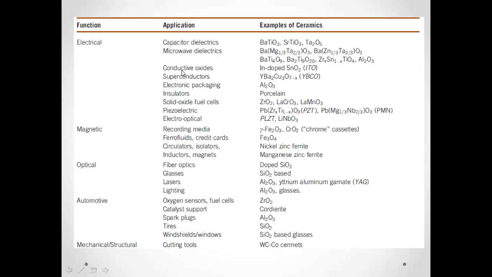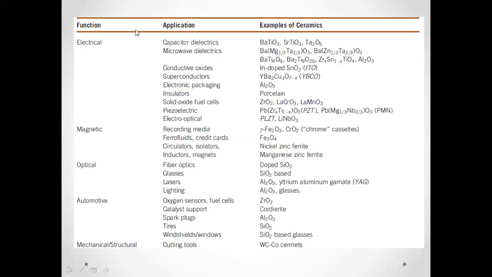Conductive oxides, we have studied: the transparent conducting oxide called indium tin oxide. For insulators, porcelain is one of the well-studied materials. Then solid oxide fuel cells: in a fuel cell, you can use zirconia oxide and lanthanum manganate. For piezoelectric applications, one very famous material is lead zirconium titanate, well known as PZT, or PMN, lead magnesium niobate.